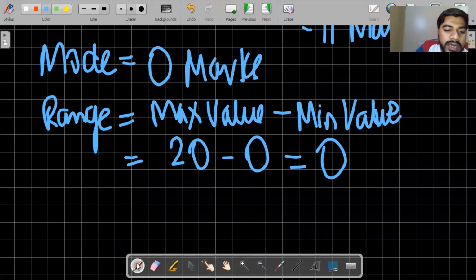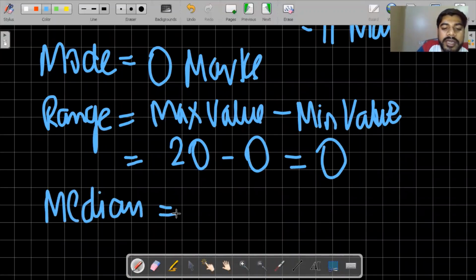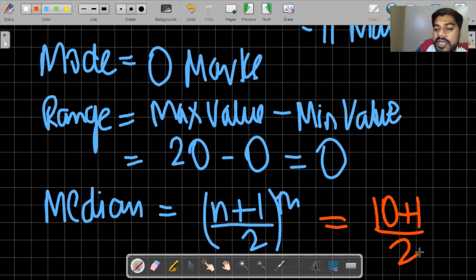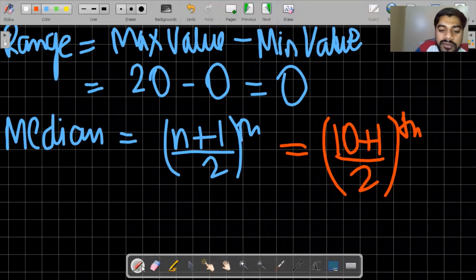Now moving towards median. For median, we have the formula (n plus 1) divided by 2. For finding median, you have to know the number of terms in the data set. So the number of terms here is 10. 10 plus 1 divided by 2 comes out to be 5.5.